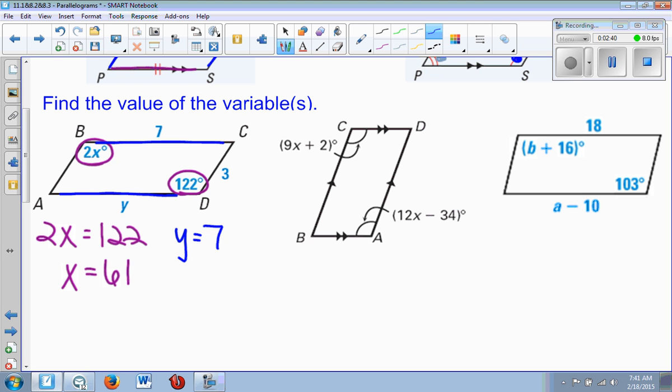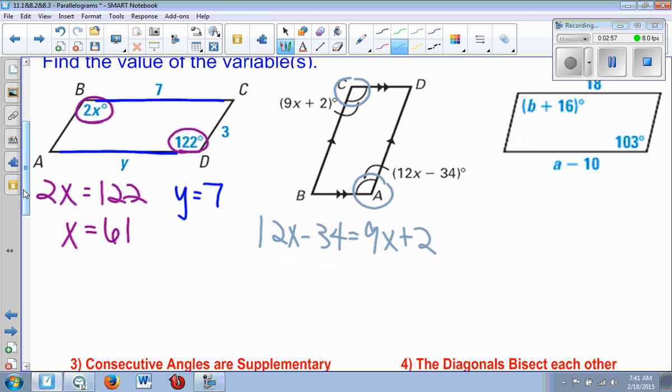In the next problem, angle C and angle A are opposite angles in a parallelogram. They're across the parallelogram from each other, which means, again, they are congruent, just like in the last problem. So I can go ahead and set them equal, and then I'm just going to solve the equation for x. So I'm going to do two things. Subtracting 9x gives me 3x. Adding 34 gives me 36. And solving for x by dividing gives me x equals 12.